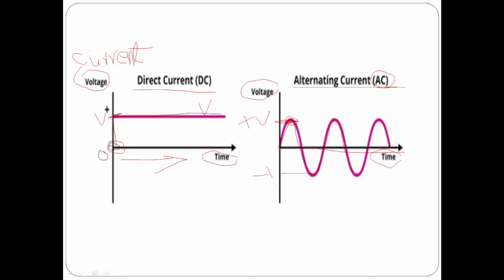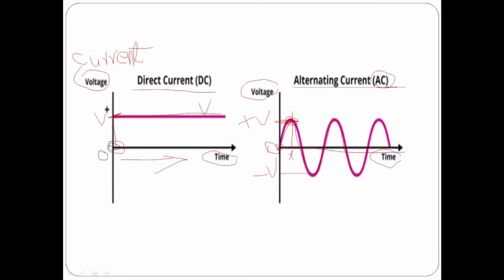So gradually, from time 0, voltage is 0 at this instant. When time is 0, voltage is 0. As time gradually increases, voltage also increases. At this particular time, voltage becomes maximum, so it is plus V. And later, as time is further increased, voltage decreases and it becomes 0 at this particular instant.